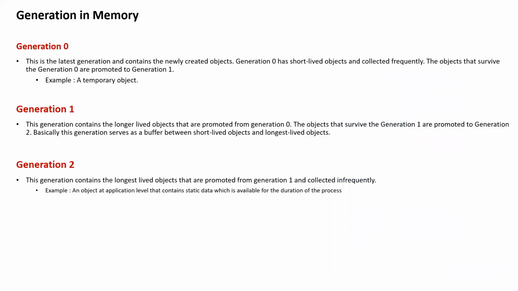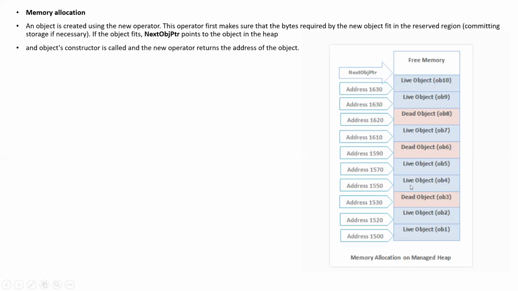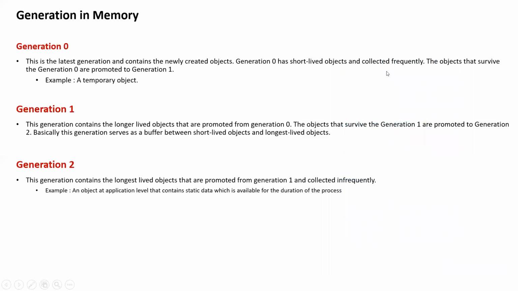We have 3 generations: generation 0, generation 1, and generation 2. If you look at the next screen, the memory allocation generations: generation 0 is the latest generation and contains the newly created objects. Here I have 10 objects, but these 2 are the latest, so they are placed in generation 0. These are short-lived objects and are collected frequently. Objects that survive generation 0 are later promoted to generation 1. These are the temporary objects.